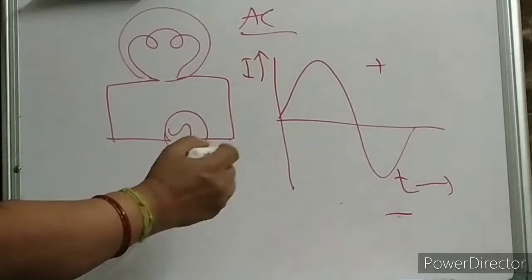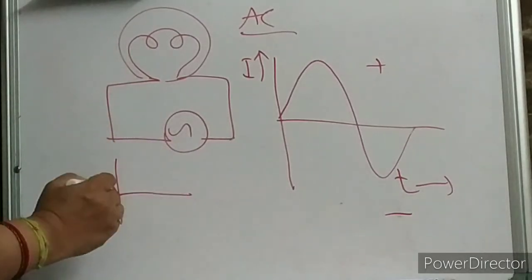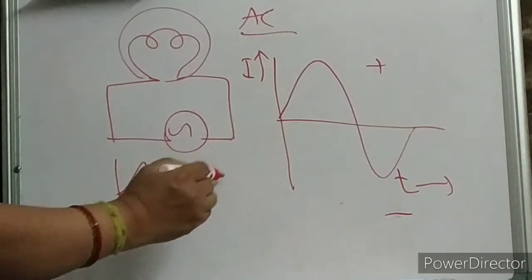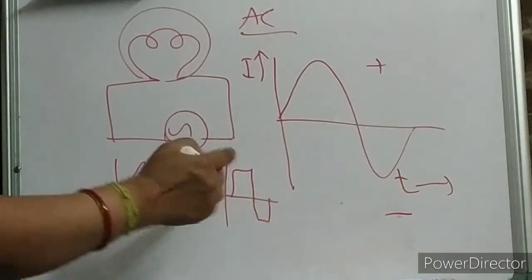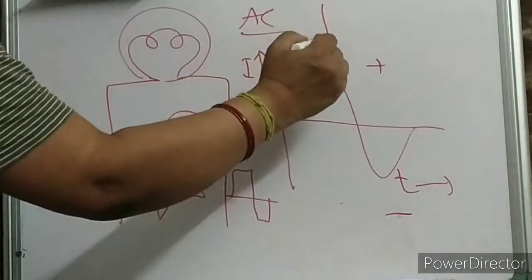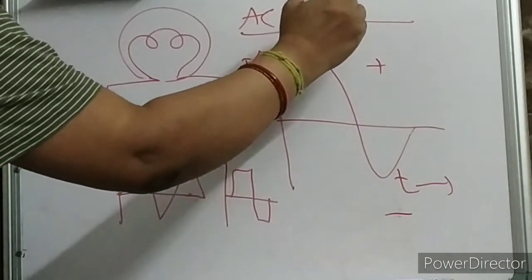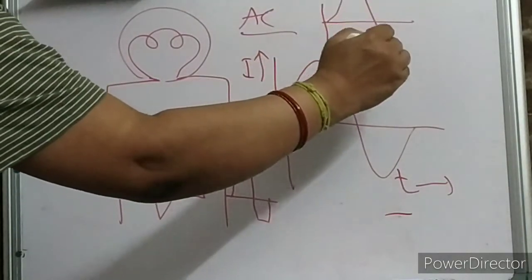Even if you see a curve like this, suppose triangular, this is also AC, children. Suppose this rectangular one, this is your square wave. Even trapezoidal, children. How is the trapezoidal? You see the curve like this.